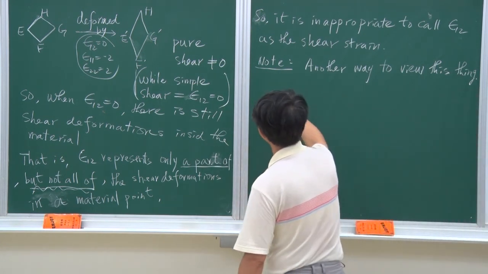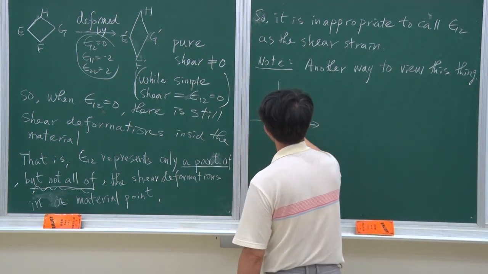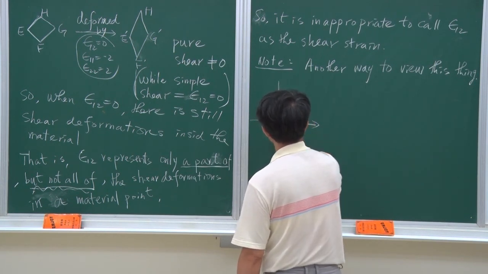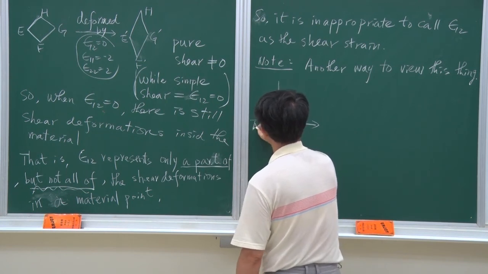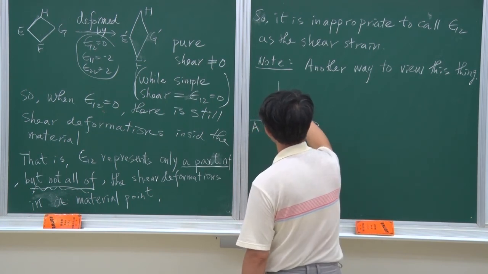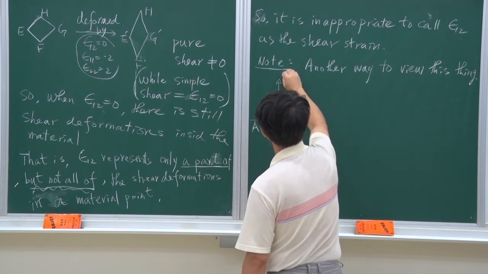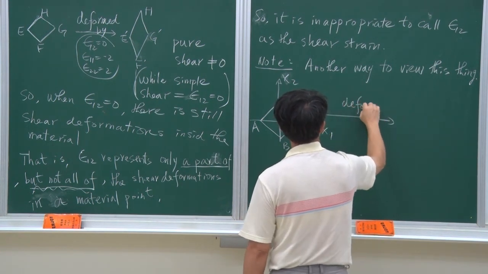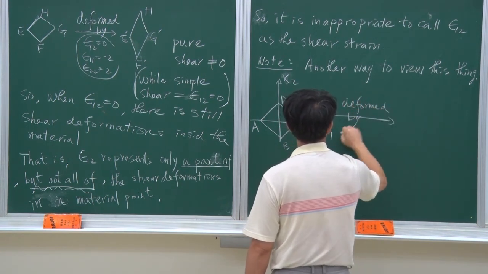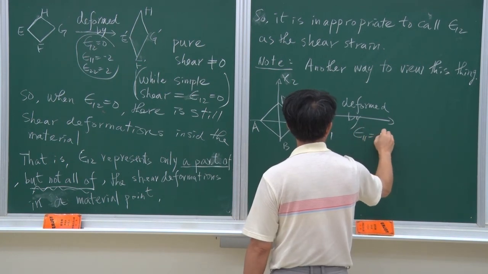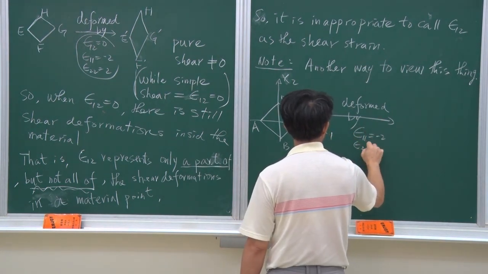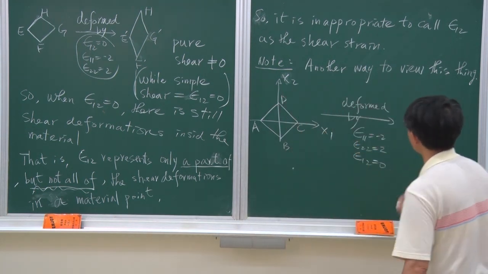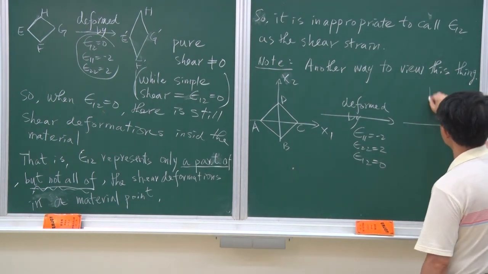For example, if we consider a material like this, A, B, C, D, deformed by ε11 equals minus 2, ε22 equals 2, ε12 equals 0. And then you can see it very easily.